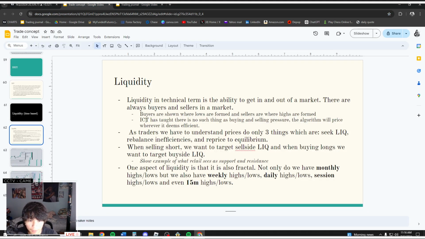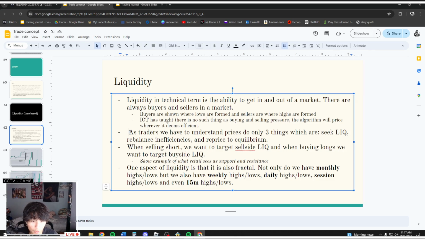And like I said before, ICT has taught there is no such thing as buying and selling pressure. The algorithm will reprice wherever it seems efficient. So the algorithm is efficient, and it rebalances inefficiencies. It targets existing liquidity, and it prices to discount and premium depending on the order flow.